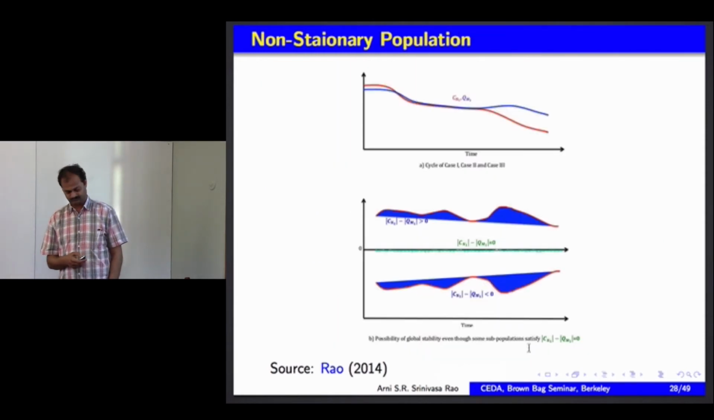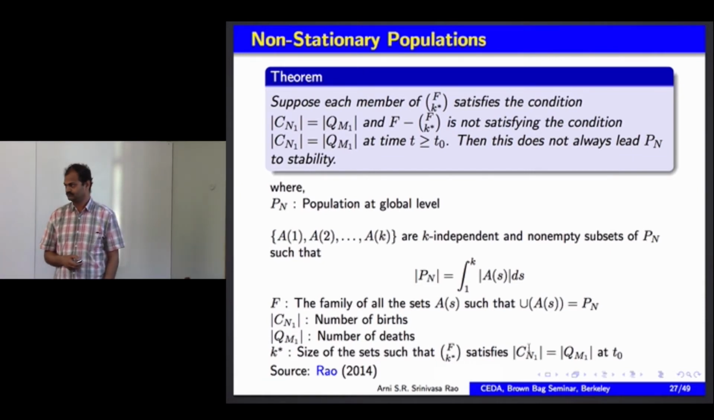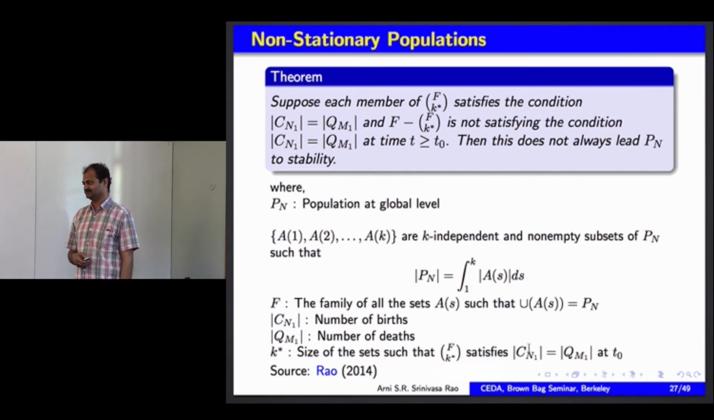Can we just go back to the statement? What does stability mean? Do you mean stationarity, or do you mean stability in the sense of a stable population? In terms of a stable population. So having the number of deaths equal the number of births does not lead to stability. Okay.